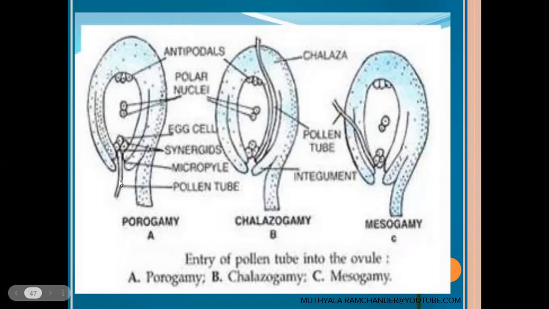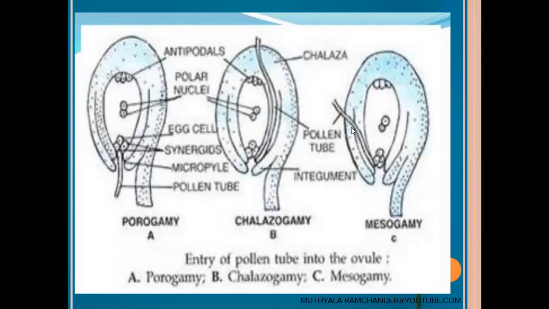Porogamy means the pollen tube enters the ovule through the micropylar region. Chalazogamy means the pollen tube enters the ovule through the chalaza. Mesogamy means the pollen tube enters the ovule through the integuments. Porogamy example is paddy. Chalazogamy example is casuarina. Mesogamy examples are Cucurbitaceae family plants.